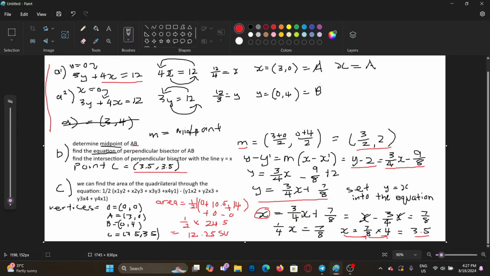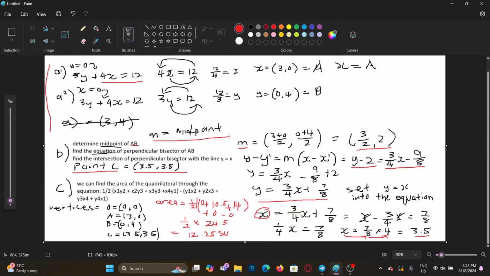Next up is question B. For this question, we have to find point C. However, the total amount of steps we have to do is a lot, so stick with me here. First, we have to determine the midpoint of A and B. We have to find the equation of the perpendicular bisector of AB so that we can find the intersection of the perpendicular bisector with the line y equals x. Only then can we get point C.